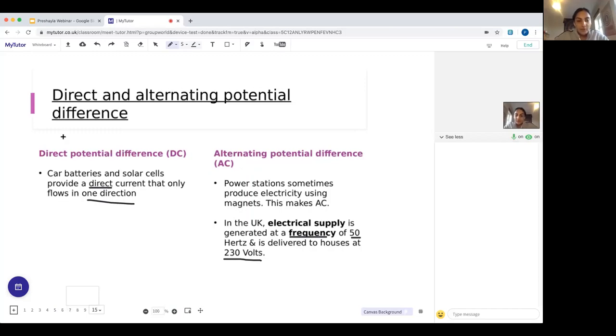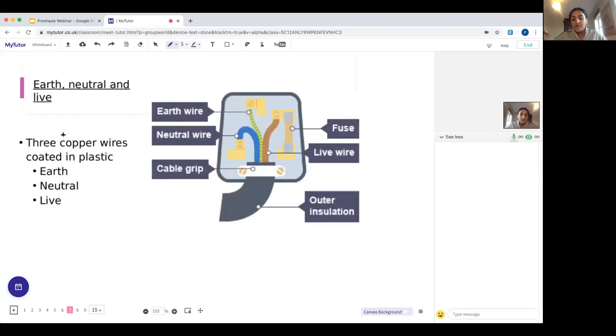Then we went on to talk about how plugs are wired. So we had a lot of example past paper questions about earth, neutral, and live wires. There are 3 different copper wires in our plug, and they're coated in coloured plastic. Now, the colour of the plastic lets us know which one we're talking about. So here you can see that the earth wire, you might remember, is green and yellow stripes, the neutral wire is blue, and the live wire is brown.